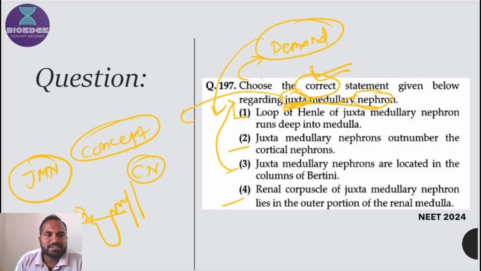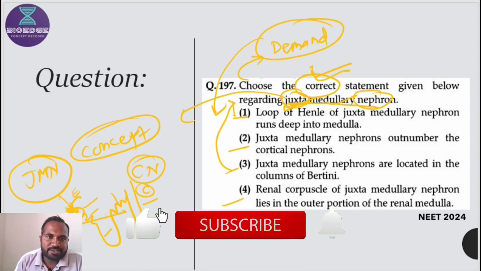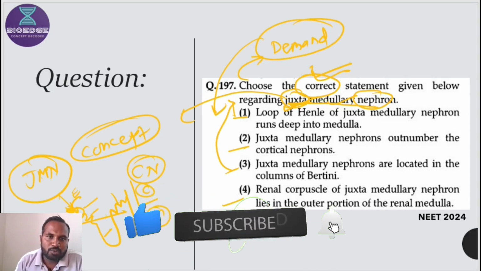So that's why, this is the Bowman's capsule, this is the glomerulus, and the glomerulus is a network of capillaries. This one is the afferent arteriole, and this is the efferent arteriole. This is the glomerulus, this is the Bowman's capsule, PCT, loop of Henle, DCT, collecting duct. And this is the cortex of the kidney, and this is the medulla of the kidney.